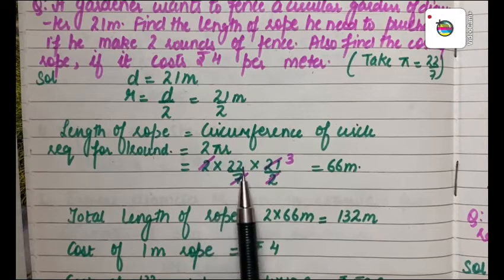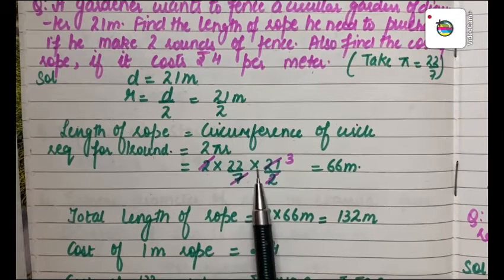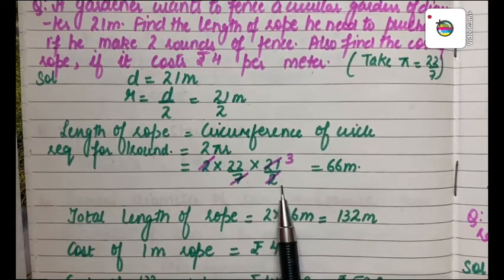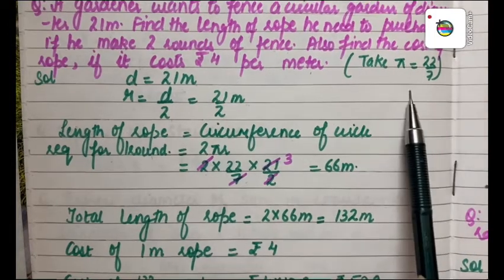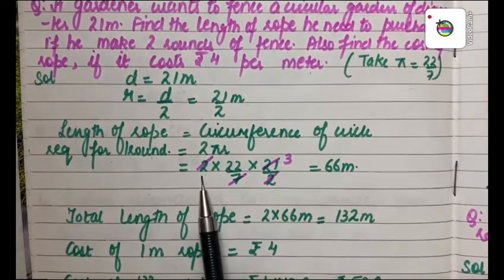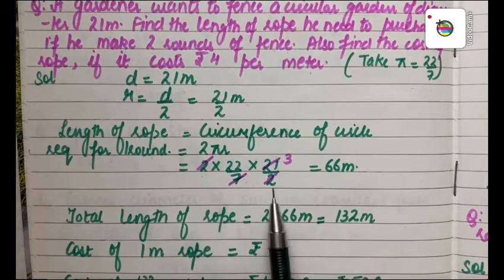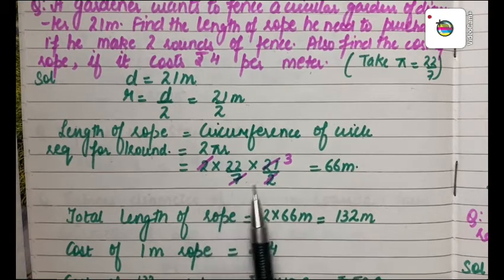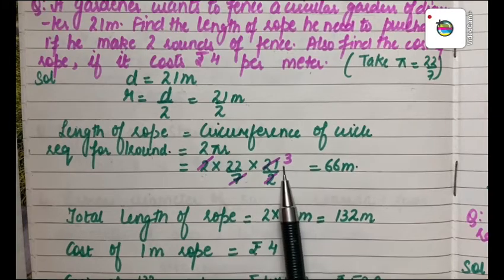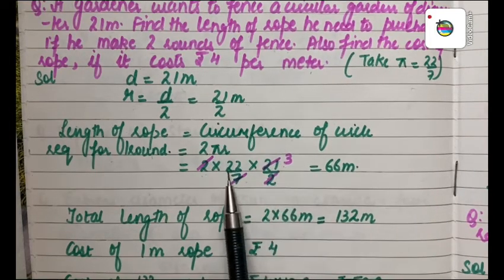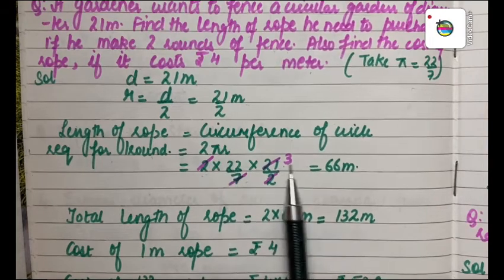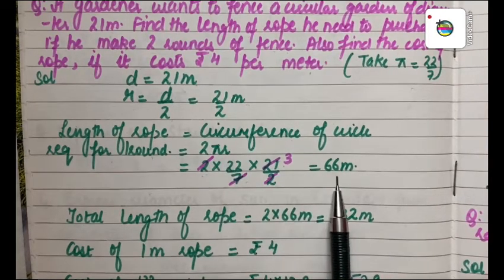So 2 into 22 by 7 into 21 upon 2. Why have I taken pi equal to 22 by 7? Because it's already given in your question. So here we have to do the cancellation. 2 and 2 get cancelled. Here 7 goes on 21: 7 ones are 7, 7 threes are 21. So we are left with 22 into 3. That means 66 meters.